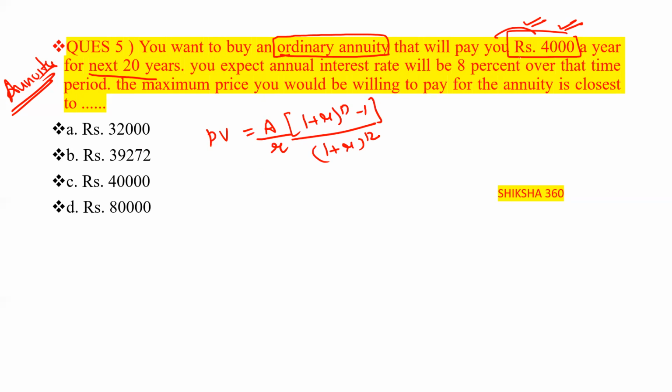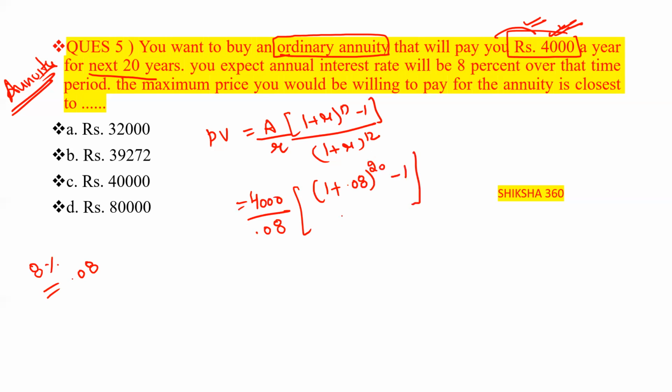Also, we know that what is the value of A? That is basically the annual payment which we will receive here, that is 4,000. R here is 8%. 8% basically means 0.08. So divide it by 0.08 into 1 plus 0.08 power, that is basically for the next 20 years. So basically we have to multiply 1.08 power 20 minus 1 upon 1.08 power 20. Okay, this is the value which we have to put here.